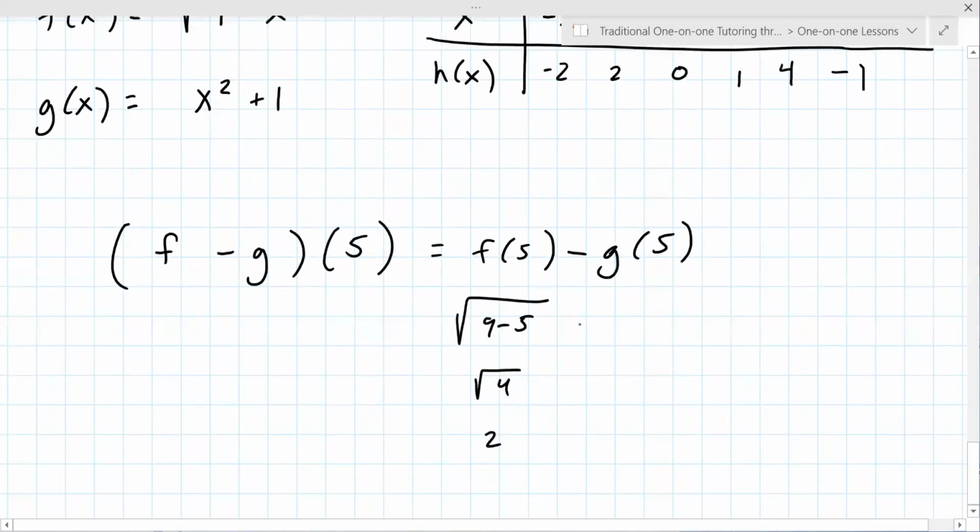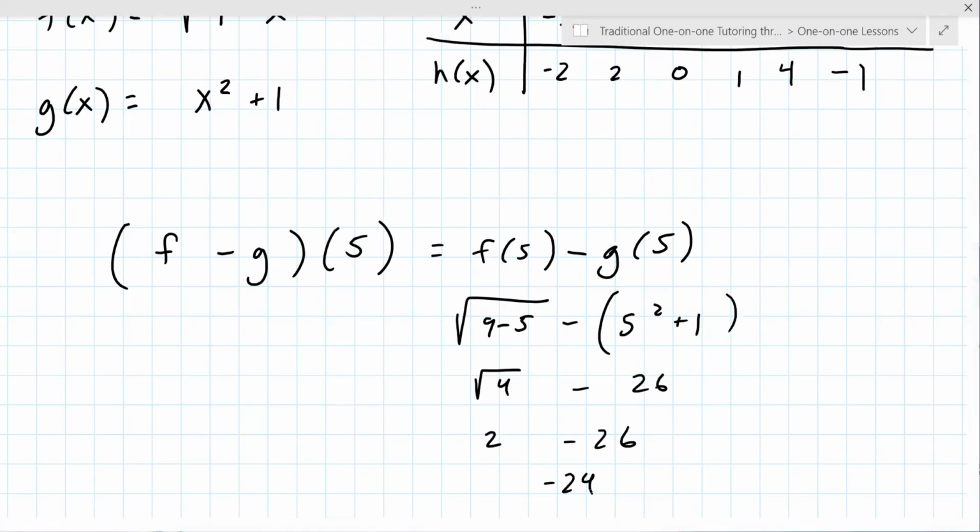G of 5 is 5 squared plus 1. And you're subtracting all that. So it's minus 26. So negative 24. Oh, okay. I just forgot to. I thought I was adding. Oops.